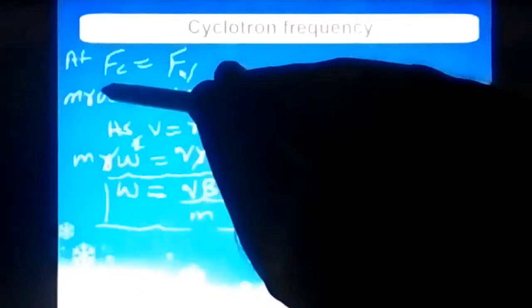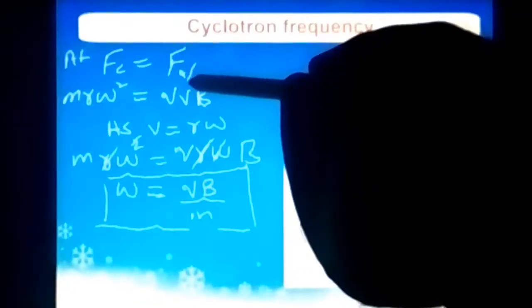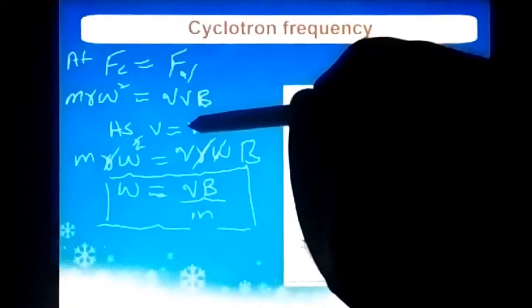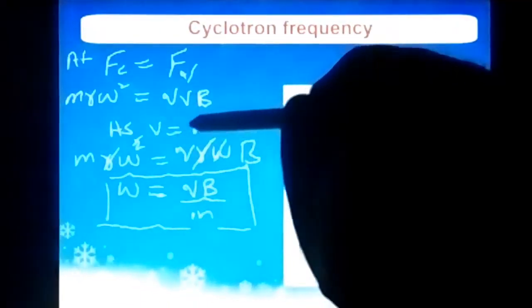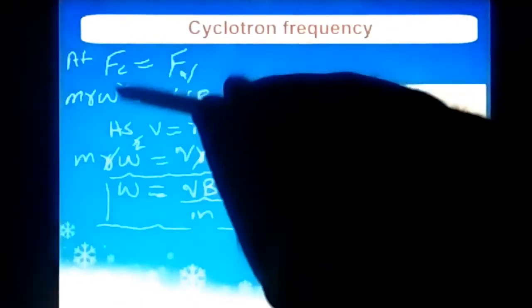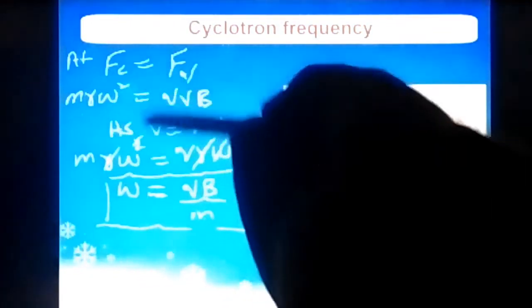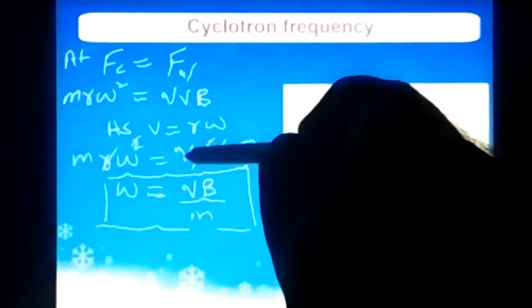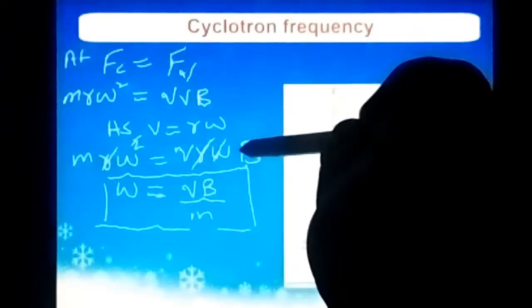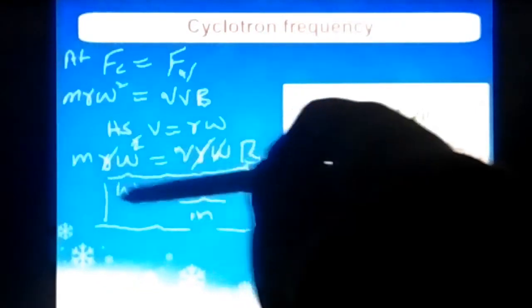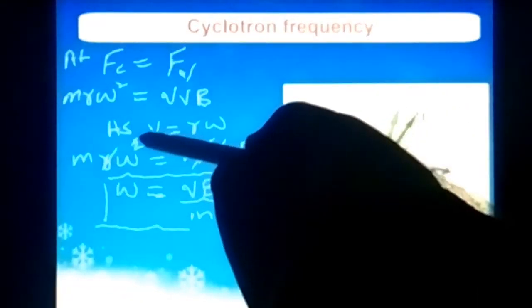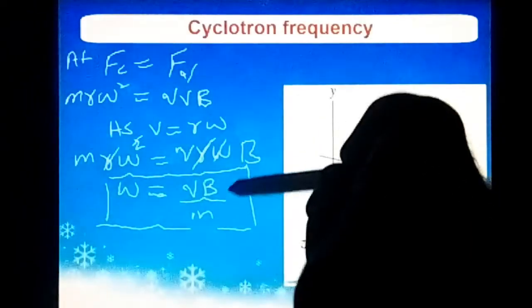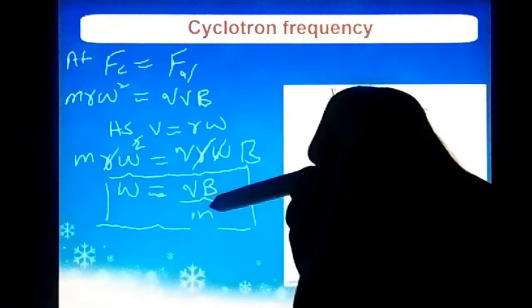Fc is equal to m r omega square, and Fq is equal to qvB. As V is equal to R omega, just substitute the value of V is equal to R omega over here. You will get m r omega square as it is, and q as it is, and V will be replaced with R omega, so it will be q R omega B. R and R will be cancelled out. This omega and this square will be cancelled out, and finally you will get omega is equal to qB divided by m. This m will be shifted over here.